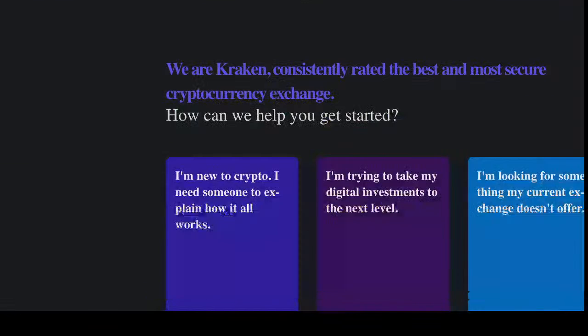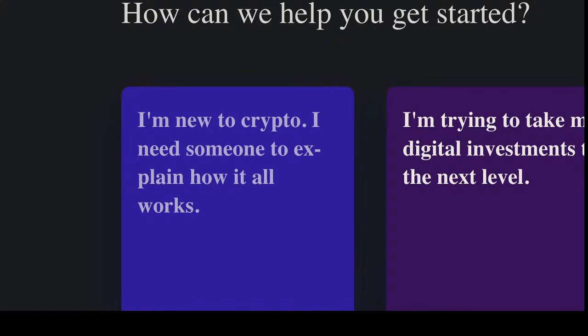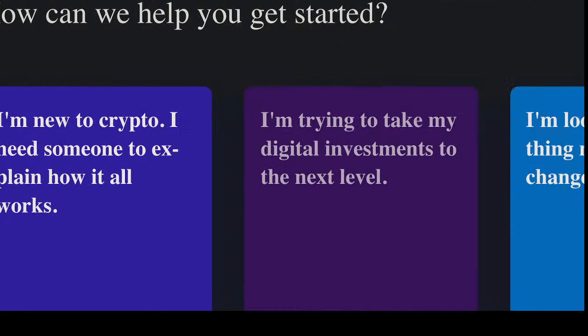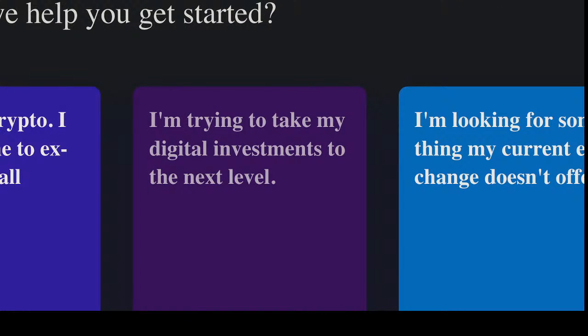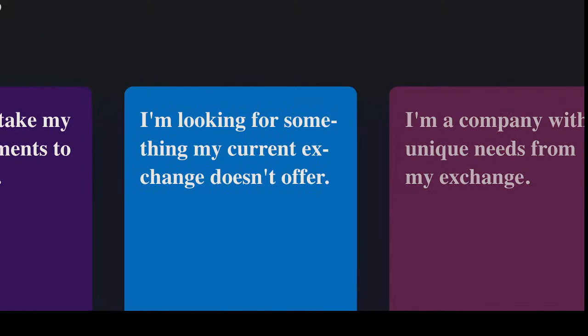So four rectangles, and the first one reads, "I am new to crypto. I need someone to explain how it all works." The second one, "I'm trying to take my digital investment to the next level." The third one, "I'm looking for something my current exchange doesn't offer." And the fourth one, "I'm a company with unique needs from my exchange."